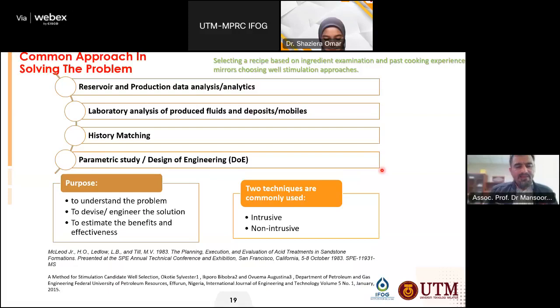So what are the approaches to solve the problem? So we have reservoir and production data analysis. We have laboratory data.